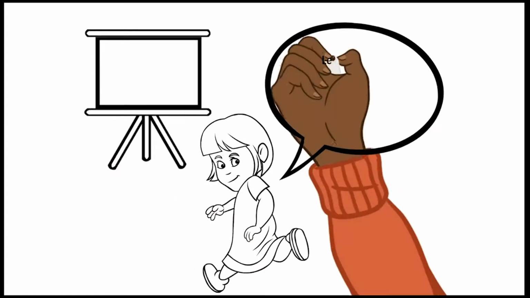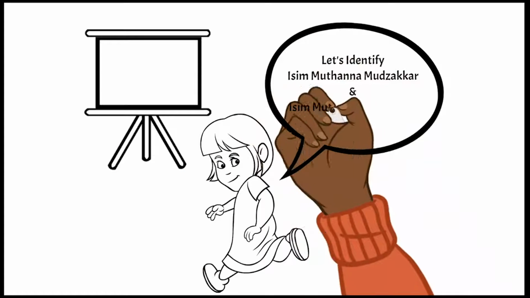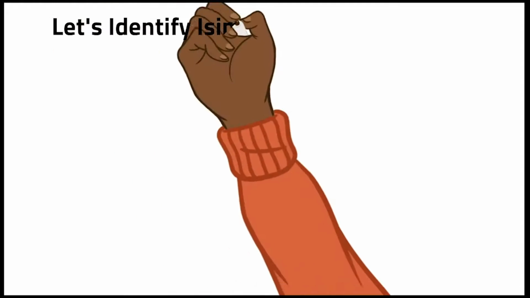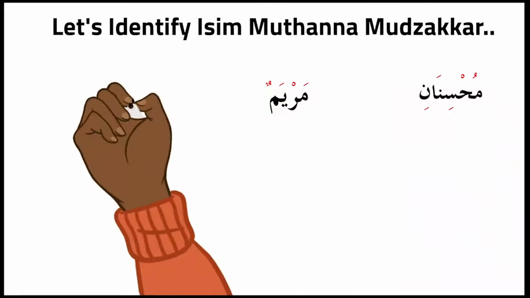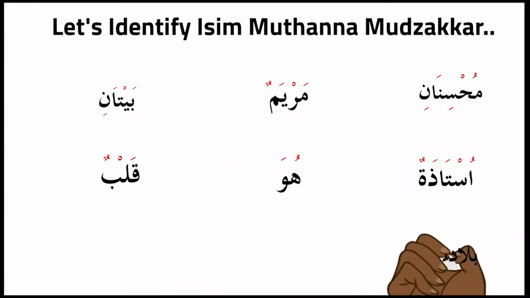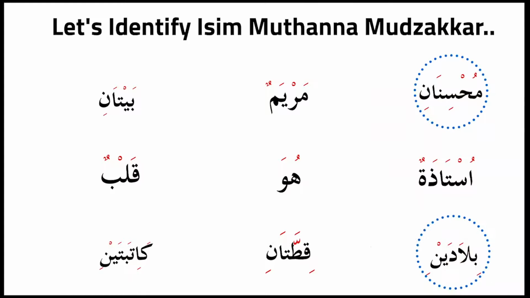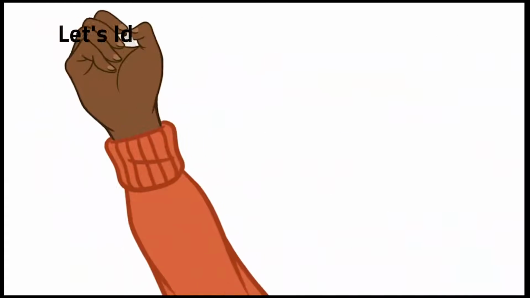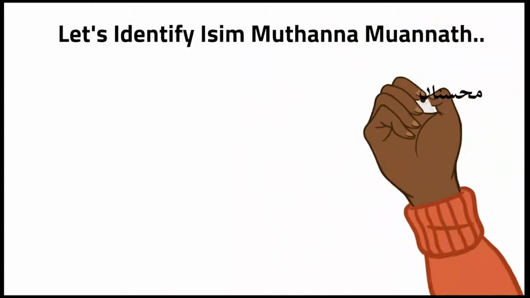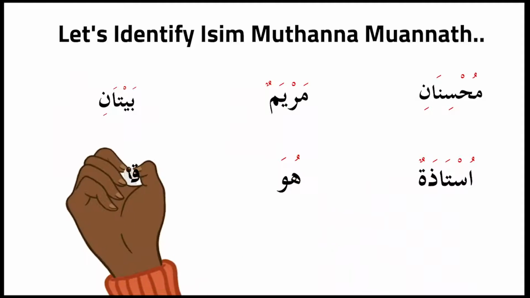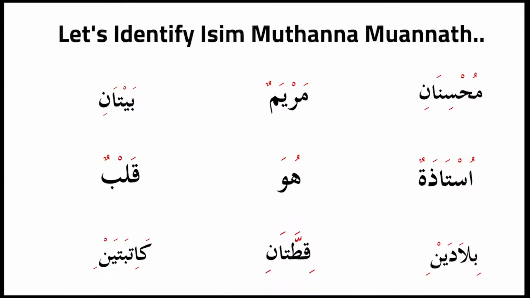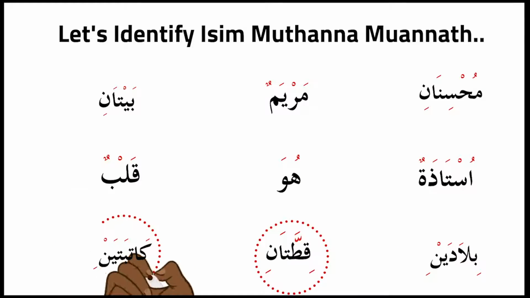Let's identify اسم مثنى مذكر and اسم مثنى مؤنث. Let's identify اسم مثنى مذكر: محسنان, بلادين, بيتان. Let's identify اسم مثنى مؤنث: قطتان, كاتبتين.